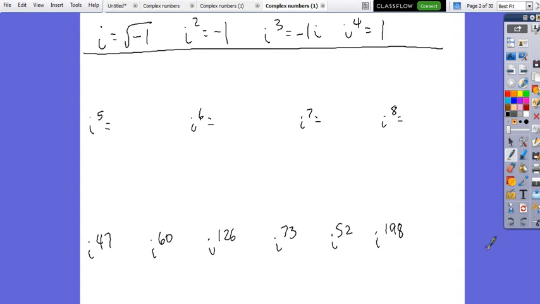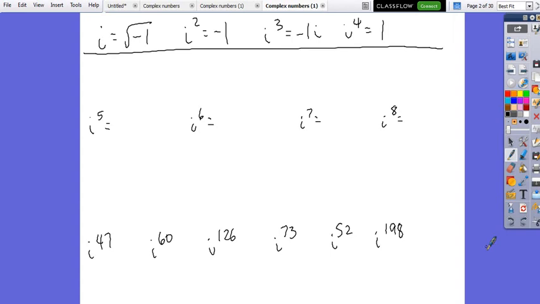So no matter what the exponent is past 4, it's going to end up being one of these. Okay, there's only 4 possibilities. So if I had i to the 3001st, it's going to be one of these things, no matter what it is. If it was i to the 1,257,363, the result is going to be one of these 4 things. These are the only 4 possibilities, because after this, everything starts to repeat.